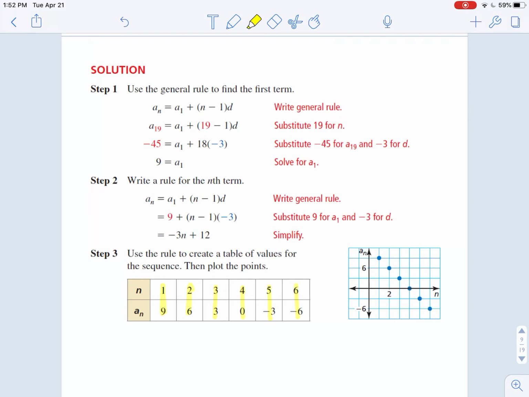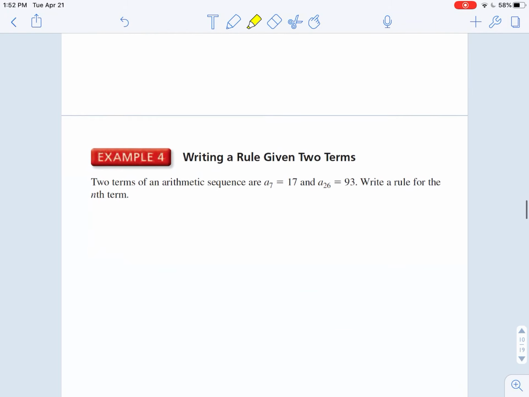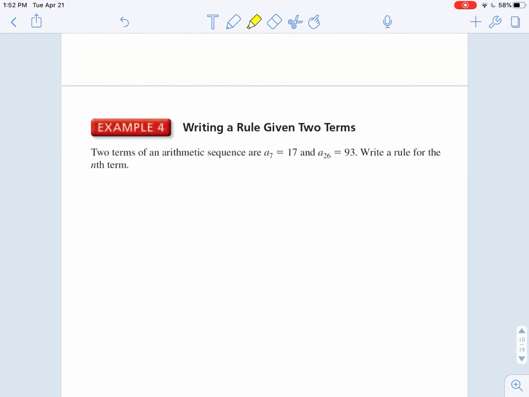But the unique thing about this is that we're looking at dots on a graph. We are not looking at a solid line. So when we're graphing a sequence, it will always be a discrete graph, discrete sort of a fancy math word, of individual points. It is not connected points. Okay, so let's move on and let's take a look at writing the rule given two different terms.